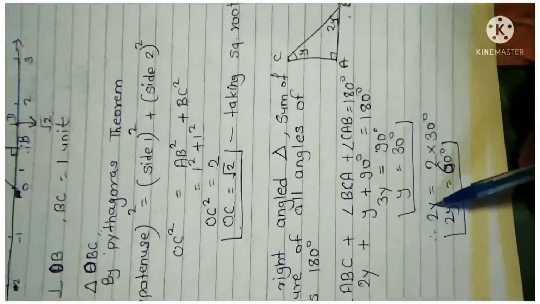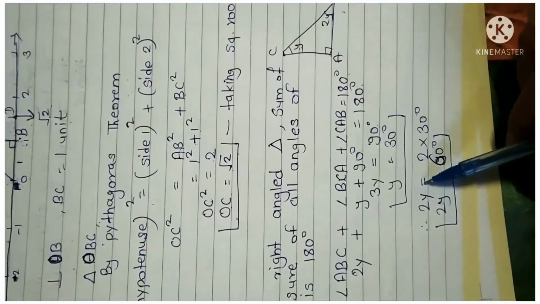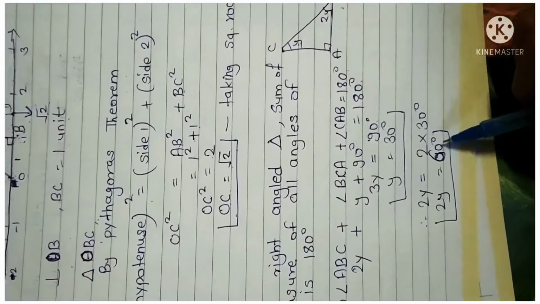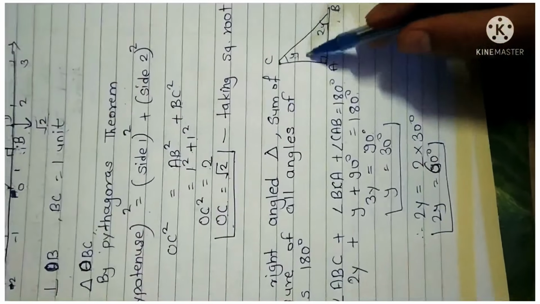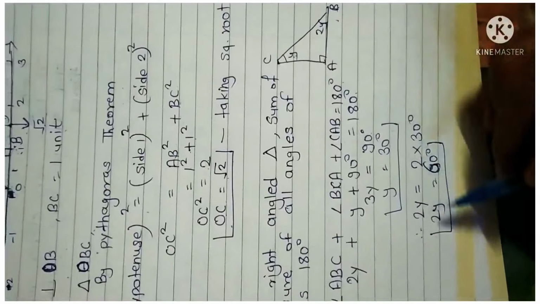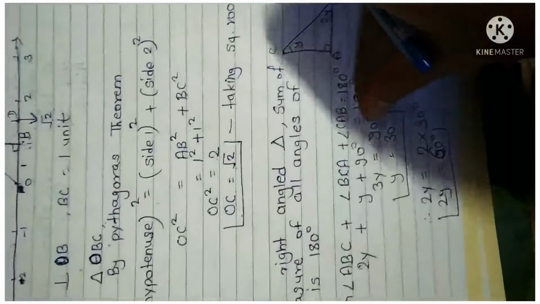We have 2y. Put the value of y, that is 2 into 30, we get 60. Here we can see that we obtain the values of y and 2y: y is equal to 30 degrees and 2y is equal to 60 degrees. Let's move towards question third.